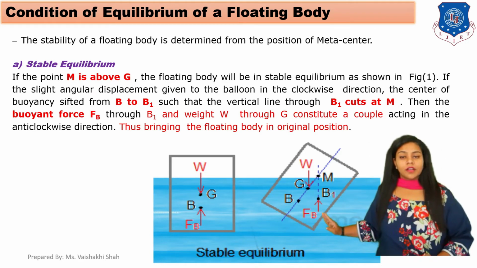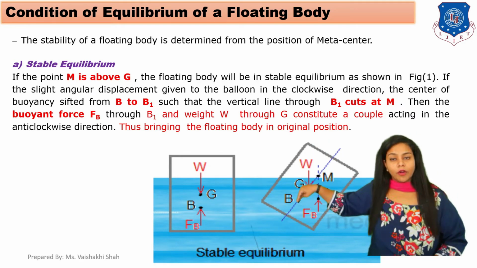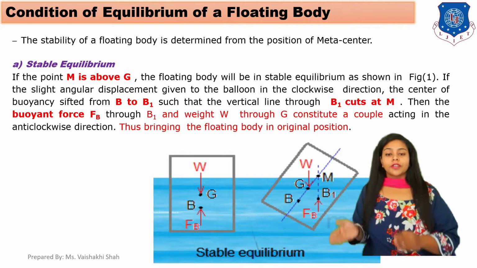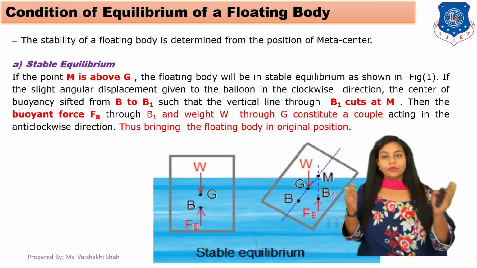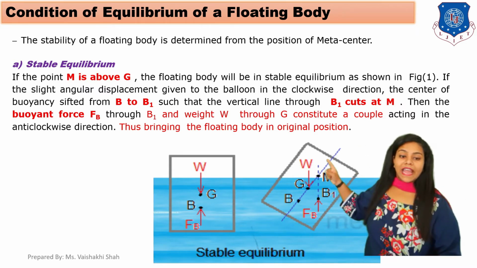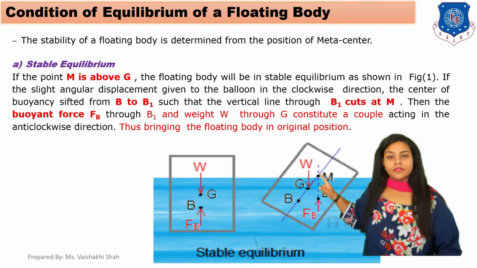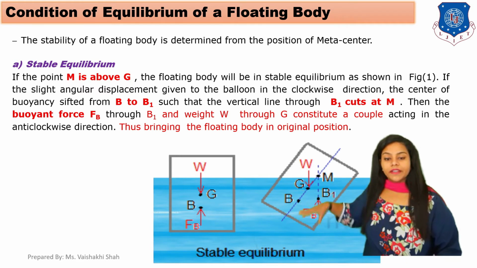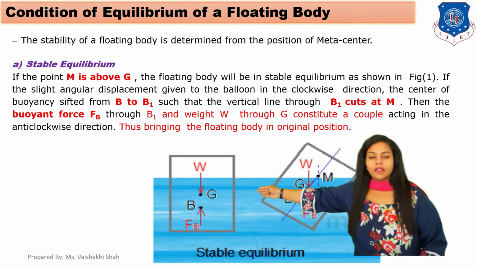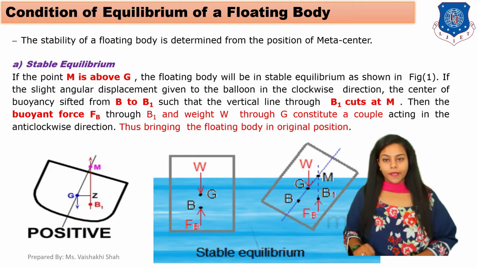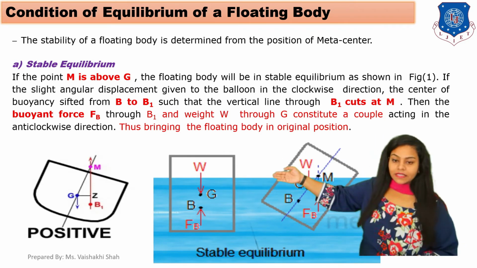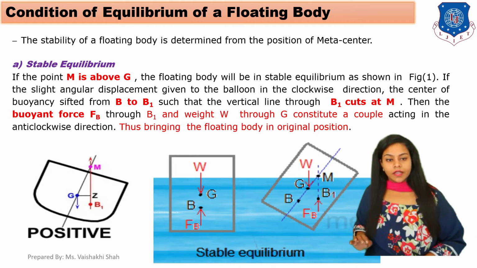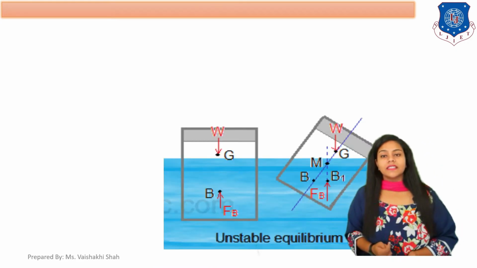Remember that here the buoyant force and the weight of the body form a couple which is in the anti-clockwise direction, which brings the floating body back into its original position, because M is above G. So the couple is in the anti-clockwise direction and the body returns to its original position. So this condition is stable equilibrium. Okay. In a stable equilibrium, as you can see, M, the metacenter, is above G. Clear? Now second is unstable equilibrium.